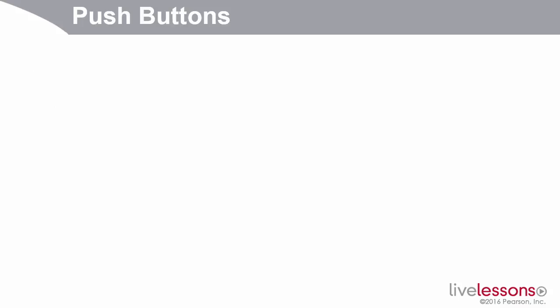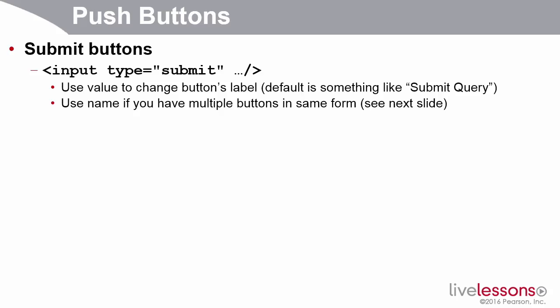There are also lots of different ways you can make buttons that users can click on. And in normal form submissions, the most common button is a submit button. Input type equals submit. And it creates something that looks like a button. And usually you give a value, that's the label of the button. But if you don't give a value, then most browsers give a default that's something like submit query. In a normal form submission, if you have more than one button, it's important to give the button a name so you can tell them apart. We'll see that in the next slide.